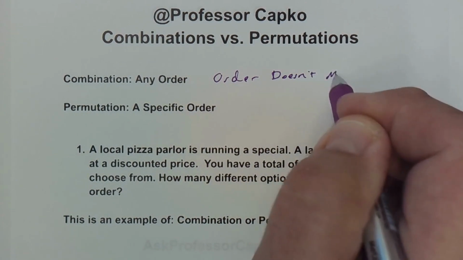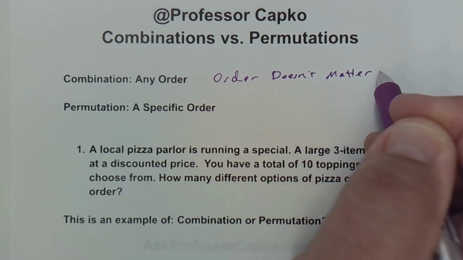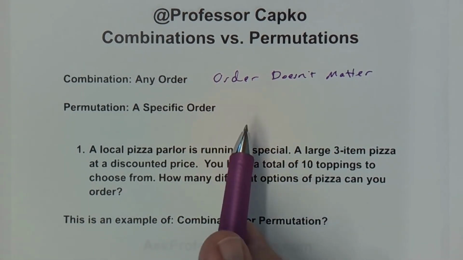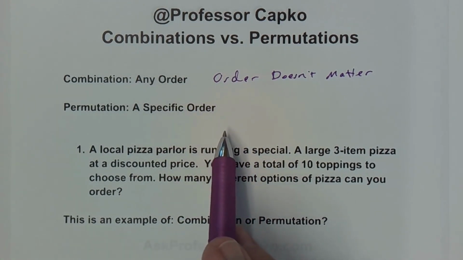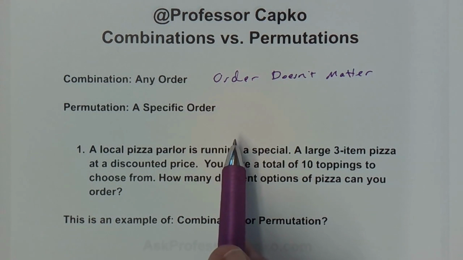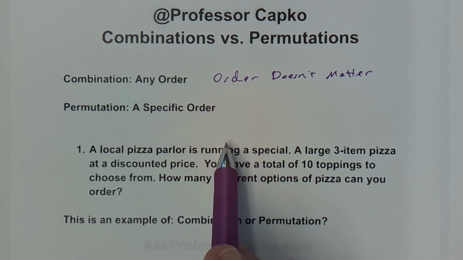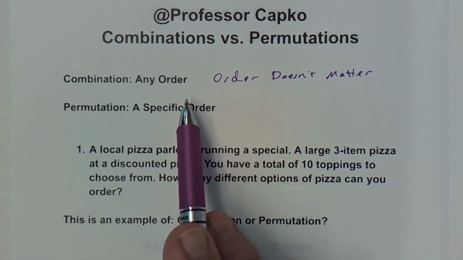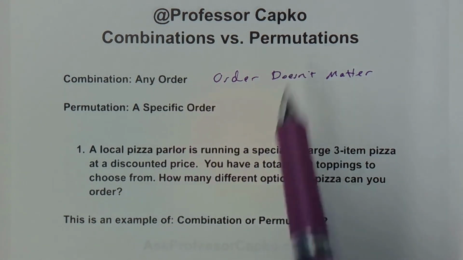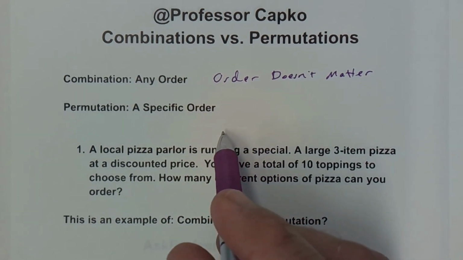Order doesn't matter. So if you're just picking a certain number of people to be on your team, you've got 20 people to choose from and you have to choose 10, and it doesn't matter what order you choose them in, then that would be a combination. So how many different combinations of people could you have? We'll do some examples in a moment.